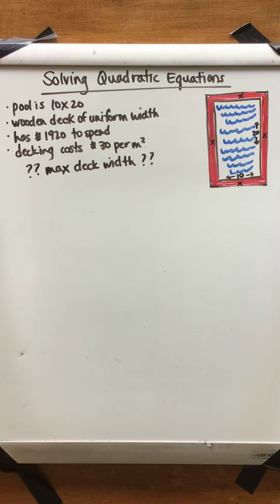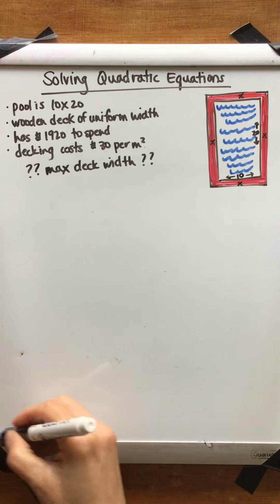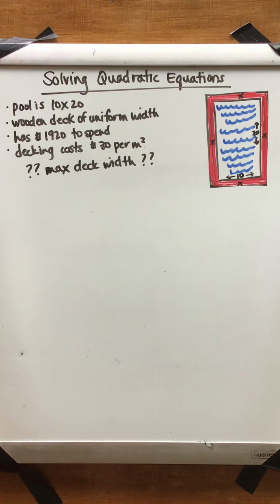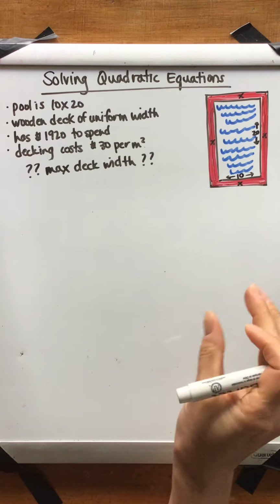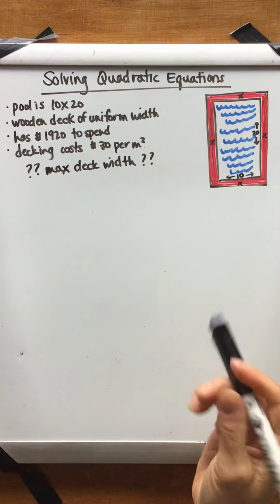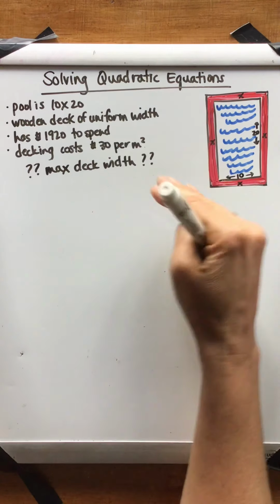This particular owner has set aside $1,920 to spend on this deck. Okay, no more, no less. Wants to use that full amount of money. And the decking costs have been calculated to be $30 per square meter. So the question then becomes, what is the widest deck width that can go all the way around this particular pool?